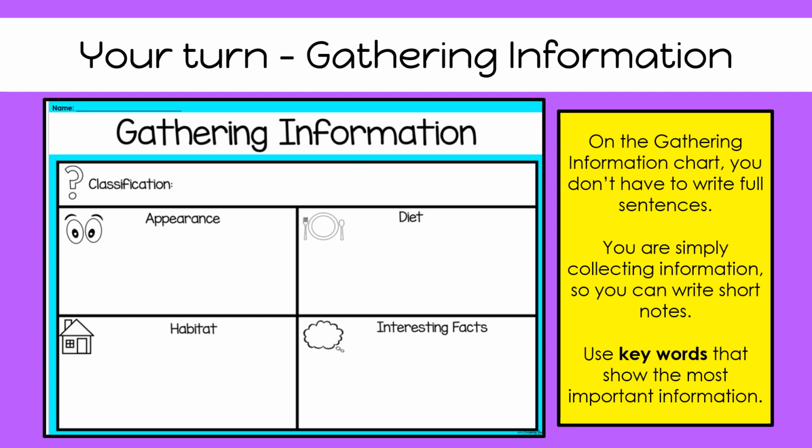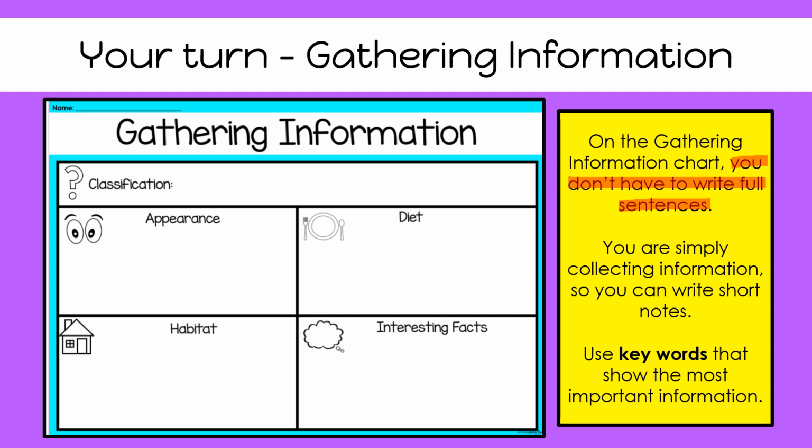So on the gathering information chart, you actually don't have to write full sentences. Even though last time we did write full sentences, that was more just so we could get some practice on how to write some information about animals. But to make this process quicker for you now, and because you are becoming better and better at this process, you don't need to write full sentences on this chart. You can just write words.